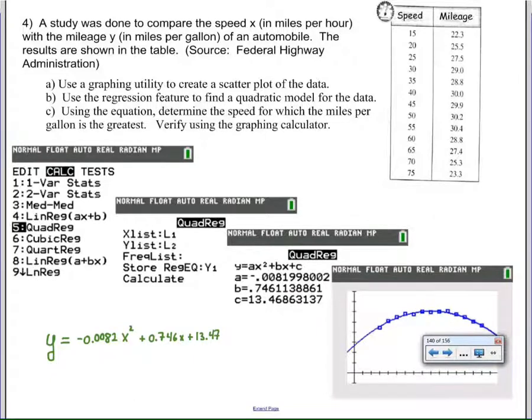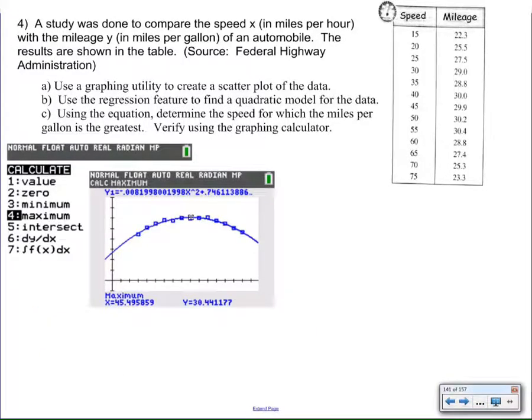So there it is. Next question was using the equation, determine the speed which miles per gallon is greatest. I'm looking for the vertex, which means I'm looking for the maximum of the parabola. So without showing you which steps, because this is from first quarter, I find the maximum, and the calculator says if you travel at 45.49 miles per hour, you'll get the highest possible efficiency of 30.44 miles for every gallon. So you get almost an extra half mile per gallon compared to the highest value on the table here.